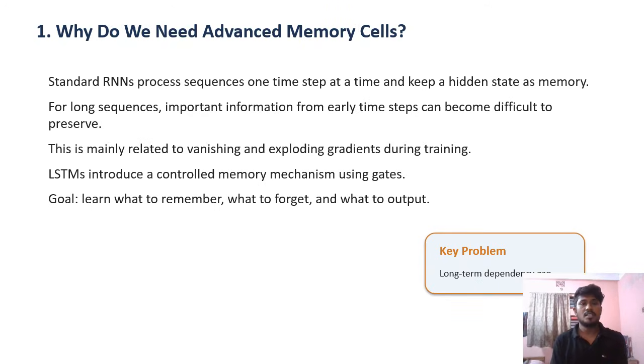At first, we will see why we need advanced memory cells. Standard recurrent neural networks process sequences one time step at a time and keep a hidden state as memory. For long sequences, important information from early time steps can become difficult to preserve. This is mainly related to vanishing and exploding gradients during training. LSTM introduced a controlled memory mechanism using gates. So the goal is to learn what to remember, what to forget, and what to output.